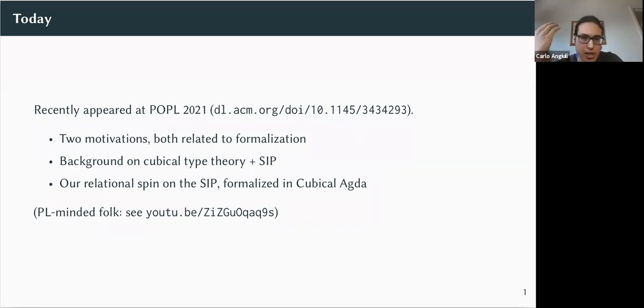Then I'll give a bit of background on cubical type theory, which you're probably sick of hearing by now, but there'll be just a very little bit of that, and on the structure identity principle. And then at the end, I'll talk about our contribution, which is a relational take on the structure identity principle. And as we like to say in the seminar, everything in the talk is formalized. It's in Cubical Agda. If you wandered in here and you know everything about representation independence and nothing about homotopy type theory, there's another shorter version of this talk that maybe is better suited for your background. But anyway, I'm glad you're here.